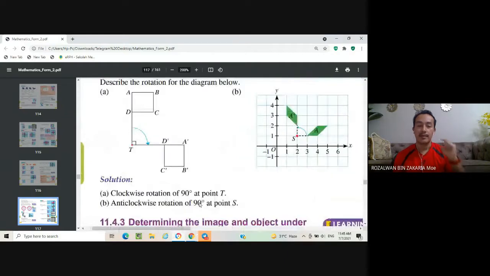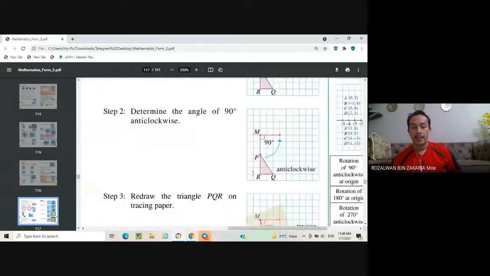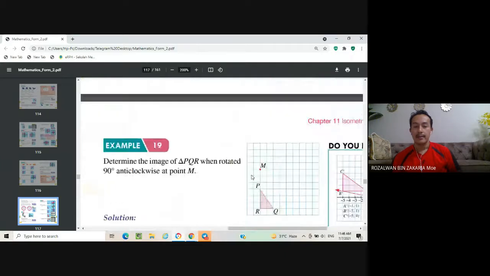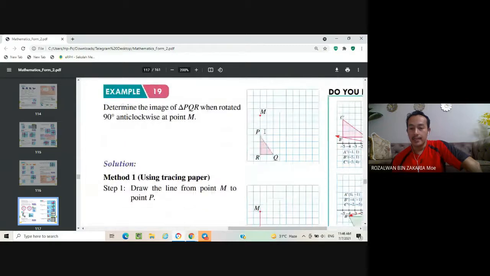Now look at this one, determining the image and the object under a rotation. We can use a tracing paper, protractor, and compasses to determine the image or object under a rotation. Look at this one. Question example 19: determine the image of a triangle PQR when rotated 90 degrees anti-clockwise at point M. Given to you the triangle PQR. M here is the center of the rotation. Then it is a rotation anti-clockwise at the point M.